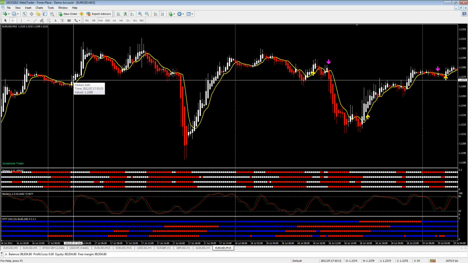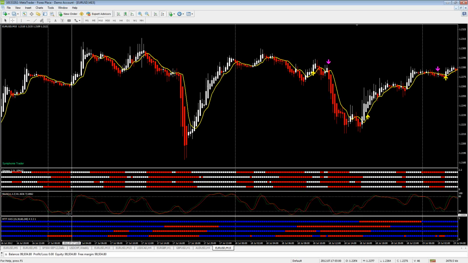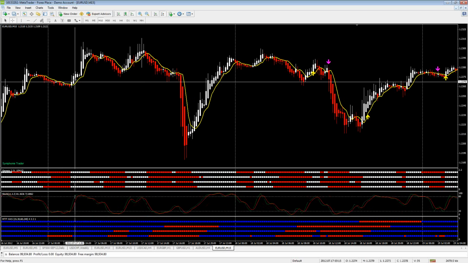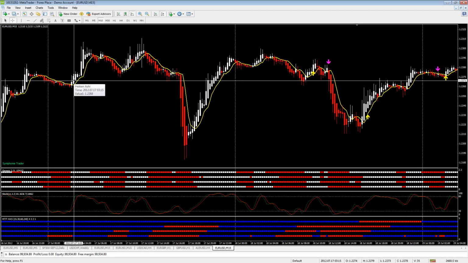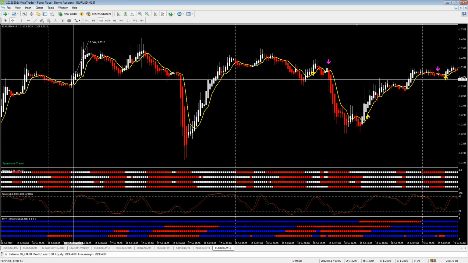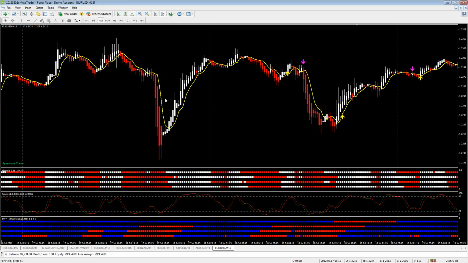Let's look at here, for example. That's a nice move. Everything is blue, everything here is white, and the stochastic went out from the overbought zone. You take the trade around here maybe, and it's about 40 pips with not much effort, and all indicators altogether give you a very nice confirmation.